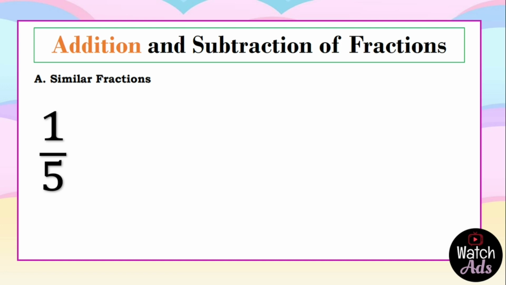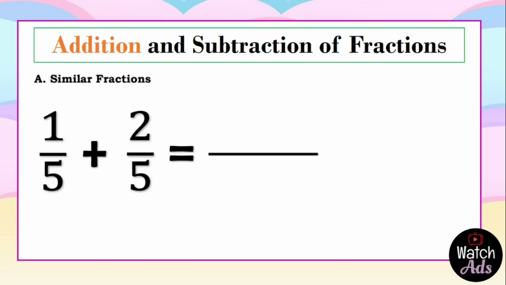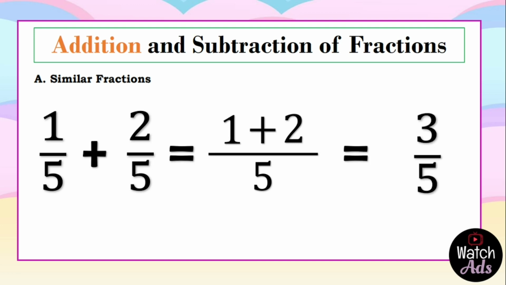The first example is 1/5 plus 2/5. These are similar fractions because they have the same denominator, that is 5. According to the rule, we should copy the common denominator, that is 5, and then simply add the numbers in the numerator, that is 1 plus 2, that gives us 3/5. Check if the fraction is in the lowest term, and 3/5 is in the lowest term. Therefore, that is our final answer.